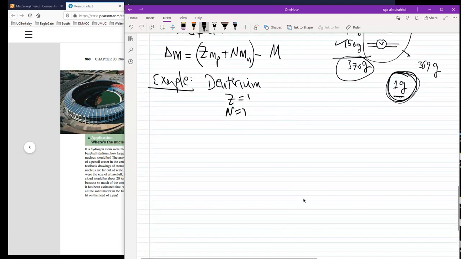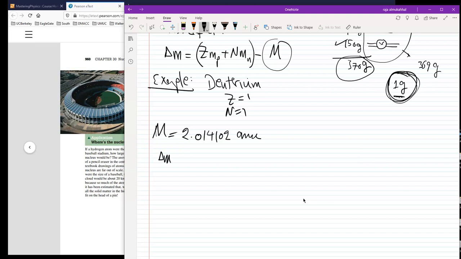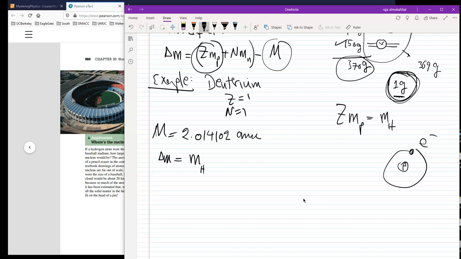So if I look at the table, the mass from the table, which is this big M right here, is 2.014102 AMU. And of course, now if I want to get the delta M, the mass defect, it's basically the mass of the hydrogen atom, which is this one. I forgot to mention: the number of protons times the mass of the proton, that's basically the mass of the hydrogen atom. Make sense? Because what's the mass of the hydrogen atom? It is one electron and one proton going around. That's what's in the tables, okay?